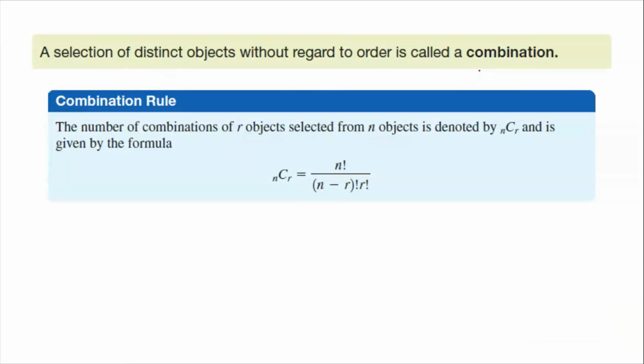And then lastly, if we want to select several distinct objects without getting to order, that means the order is not considered in our selection. So we use the concept of combination. The number of combinations of r objects selected from n objects, we use nCr. So this is the formula. You can use the nCr straight away from your calculator.